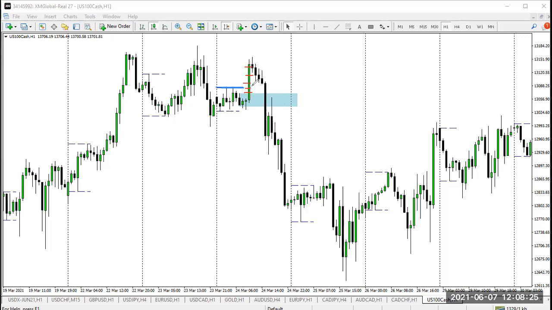Why? Because of this. They trapped traders here. They're all trapped. And they didn't even close this fair value gap. And you'll be wondering why, because of those trapped traders.